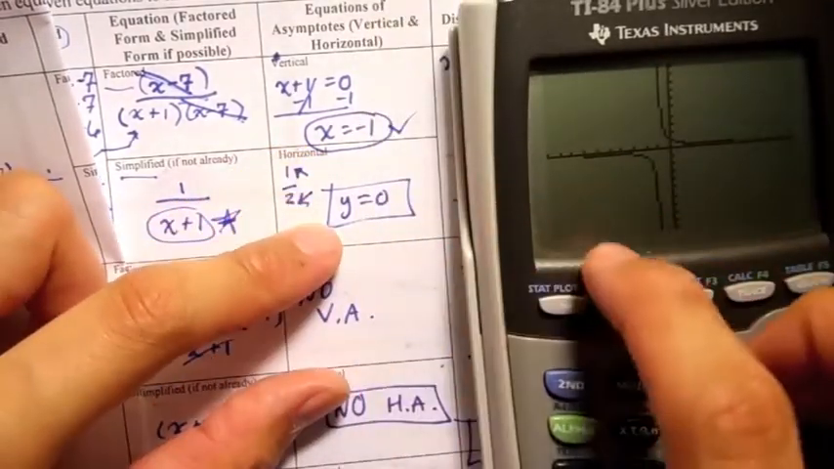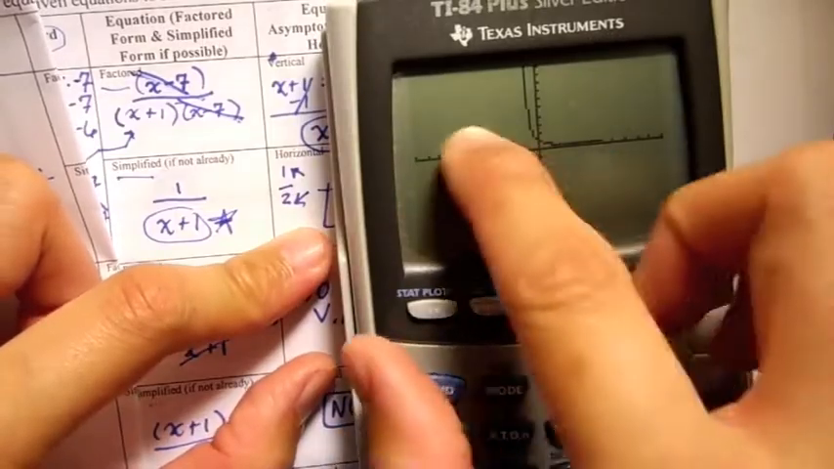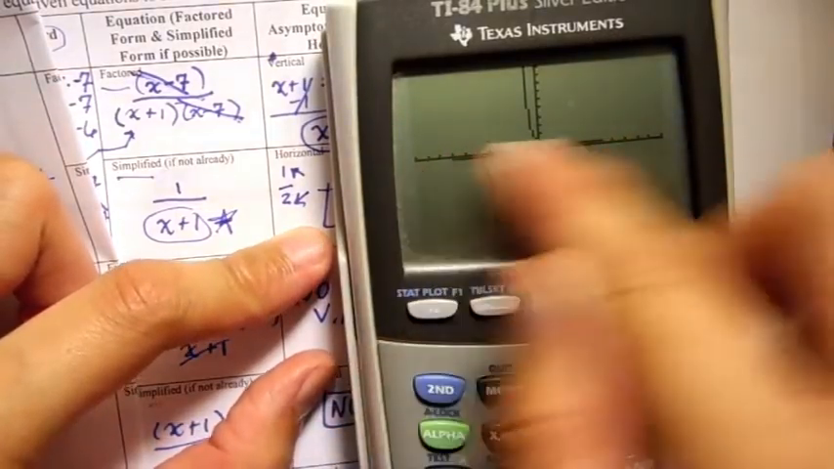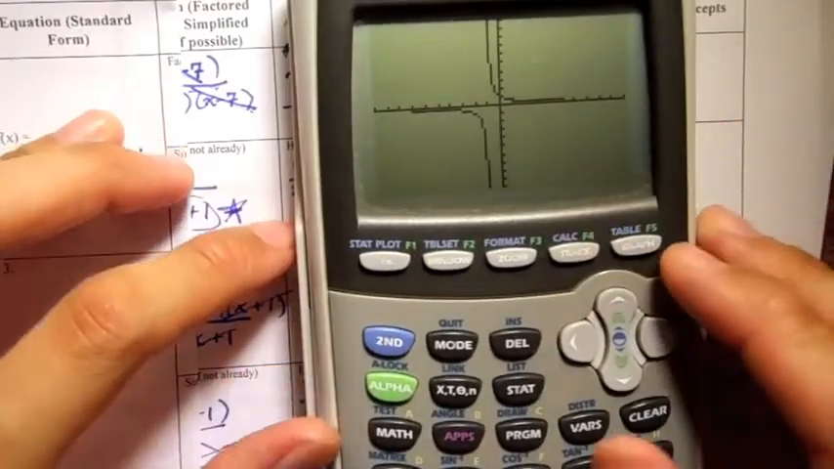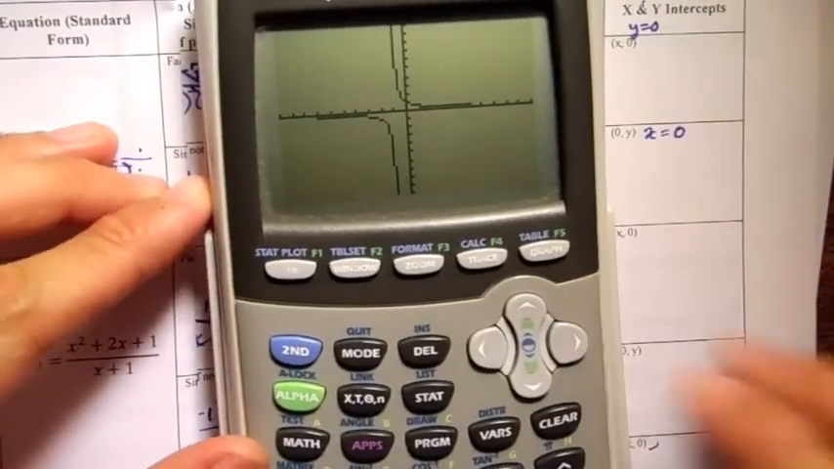And our horizontal asymptote is a horizontal line when y is equal to 0. So you can even check your work through here. Alright, so I want to find the x and y intercepts.